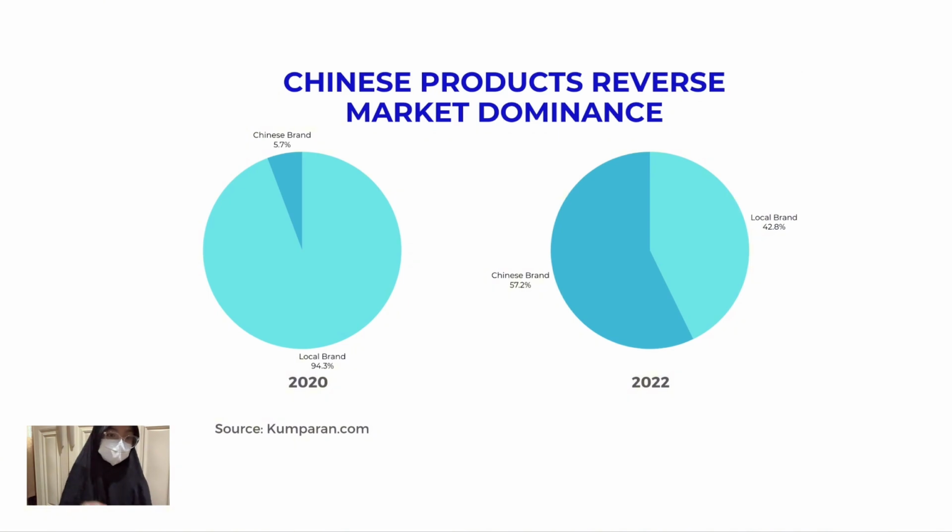Chinese brands surged to 57.2%, while local brands dropped to 42.8%. This rapid shift reflects evolving consumer behavior, driven by digital marketing and social media platforms like TikTok, Instagram, and YouTube. Chinese brands leverage these channels effectively, capturing the attention of younger consumers while local brands struggle to keep up.